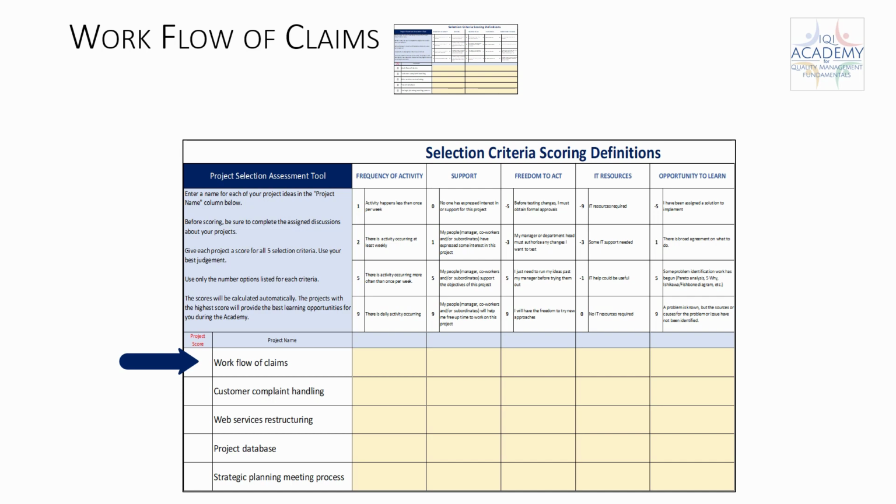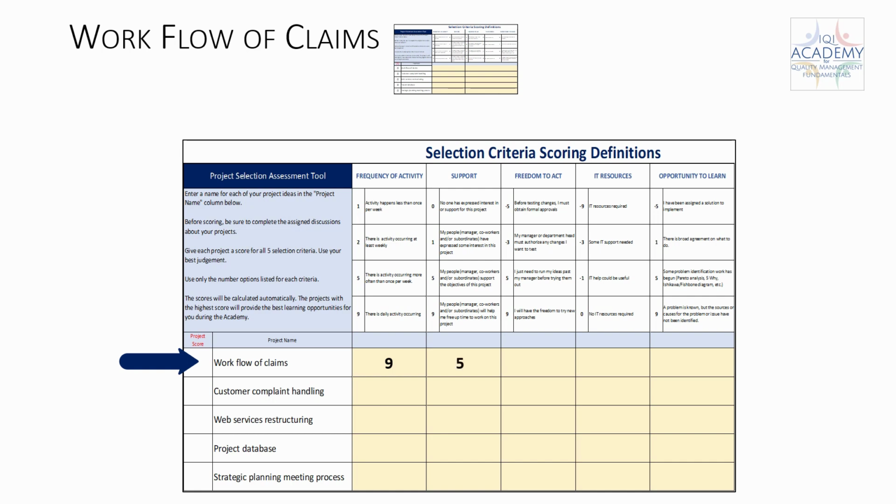The workflow of claims project is aimed at improving the flow of claims and minimizing the time each claim takes to be completed. Claims are received daily and processing activity happens all day long. 9 for frequency of activity. Although everyone in the office supports the objectives of the workflow project idea, they have not committed to letting you carve out time to work on it.